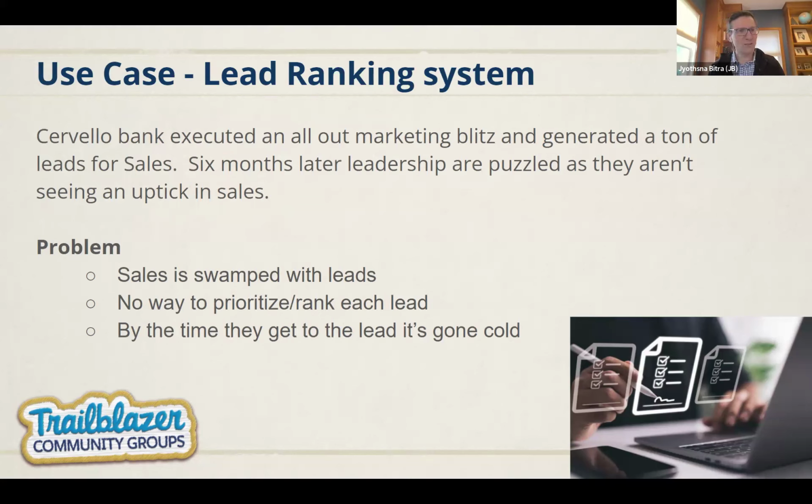In this example, Cervelo Bank executed an all-out marketing blitz and generated a ton of leads for sales. Six months later, leadership isn't seeing those leads converted into sales. So they talk with sales. Sales is swamped with all these new leads and they're not really sure how to prioritize them. By the time they get to a lead who might have been very interested, it might have gone cold. So if you've got thousands of leads, it can be helpful to develop a ranking system so that sales knows which ones to follow up with first.